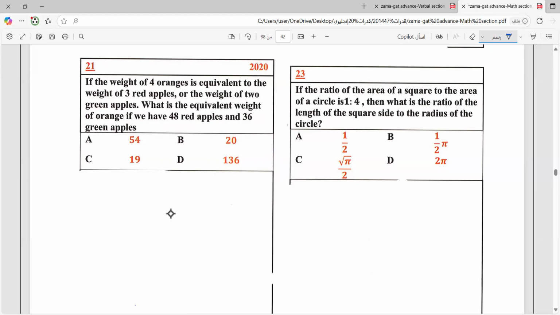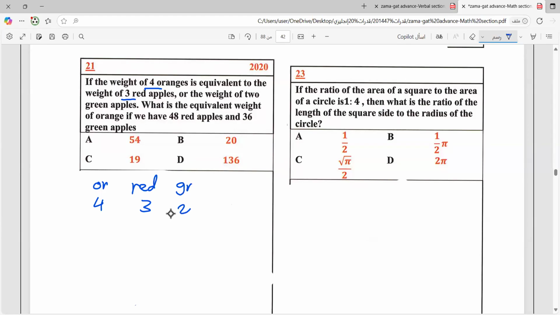So the ratio is 4 to 3 to 2. Yes, the ratio, 4 and 3. So what is the 4? For orange. The 3 is for red, right? And for green is 2. So orange is 4, then red is 3, and the weight of 2 green, it will be 2.